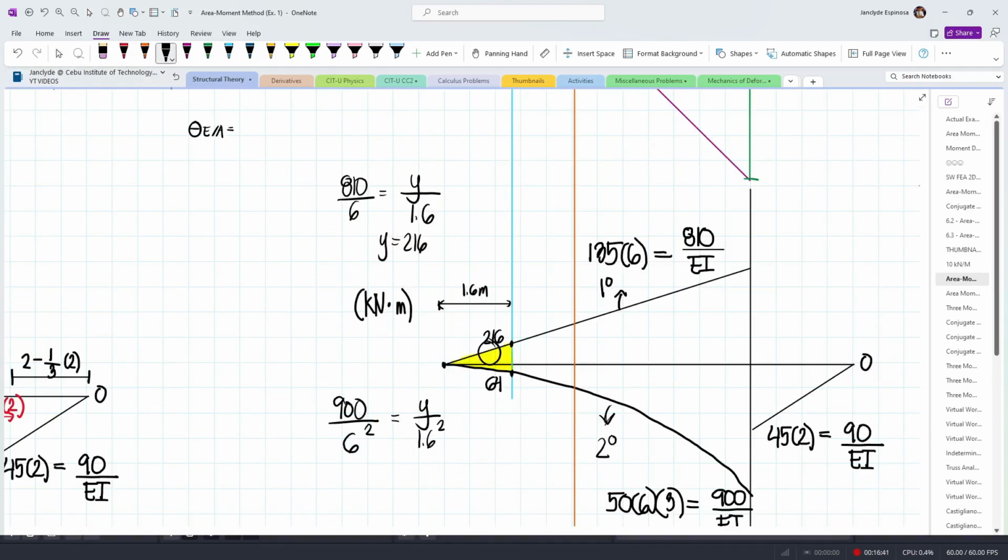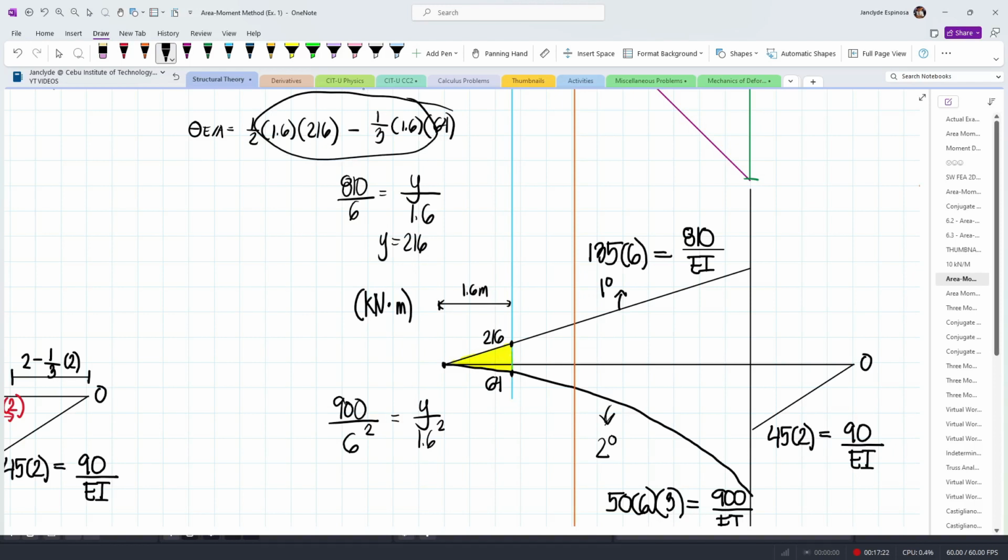We have the area of the triangle, which is 1/2, times the base, which is 1.6, multiplied by the height, which is 216. And then for the small spandrel, we have minus, since this is below the 0 line. And then we're gonna use 1/3. Kasi again, di ba, BH over N plus 1. Yung degree nito is 2. So 2 plus 1, magiging 3. Yan. So we have 1/3 times a base of 1.6 times a height of 64.